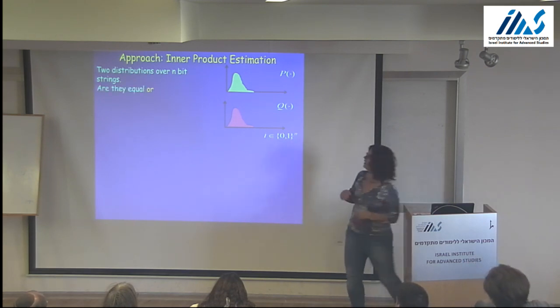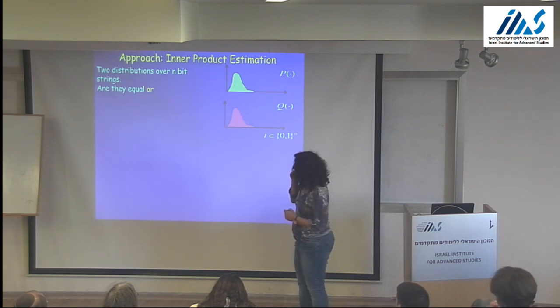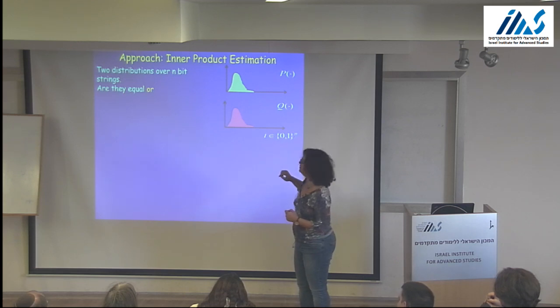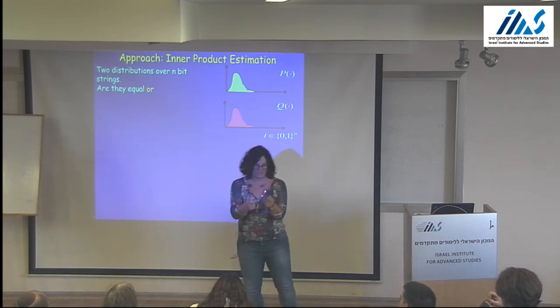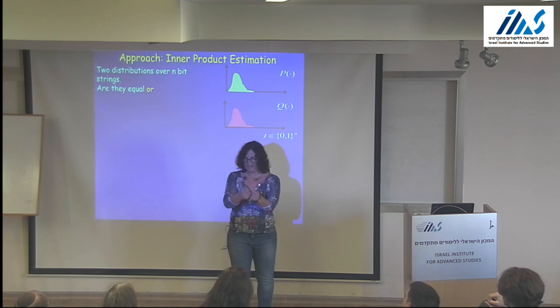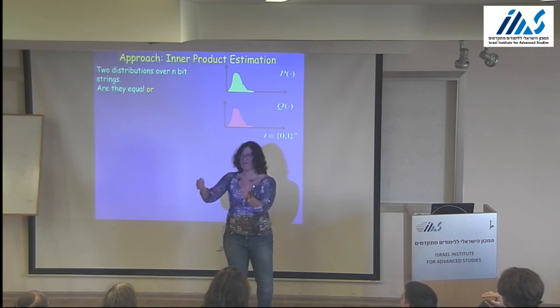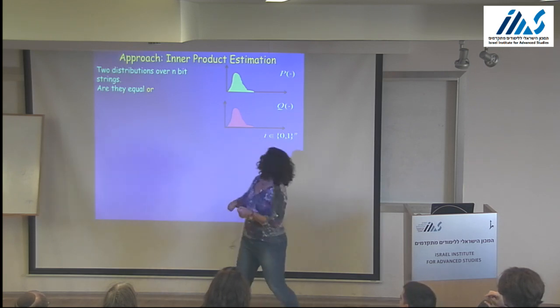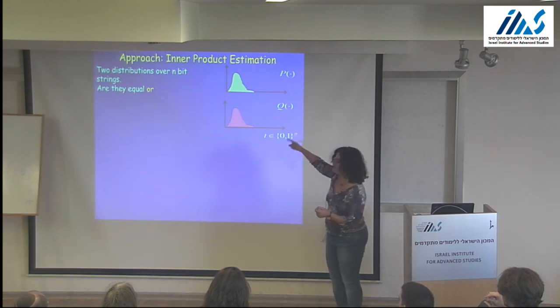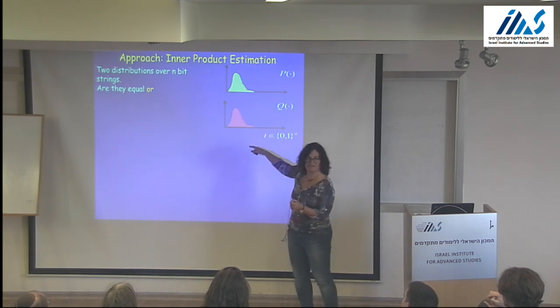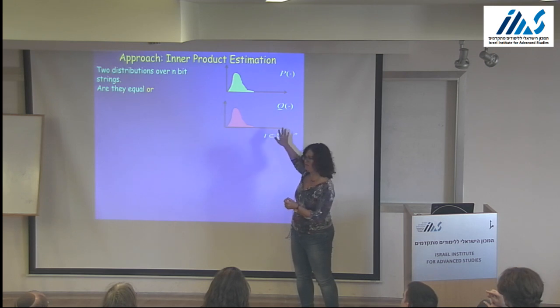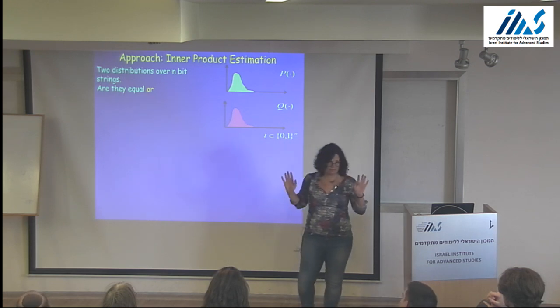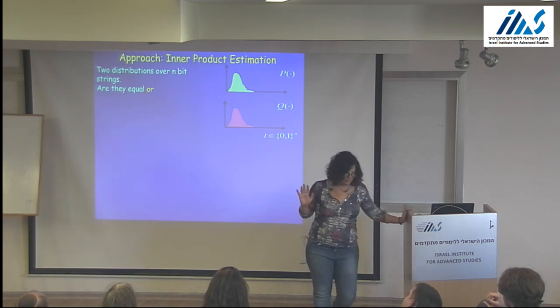And what you have to decide is this. You have access to both these boxes, and you have to decide. You have access to a box of type P and another box of either type P or type Q. And Q is promised to be either the same as P or of non-intersecting support on the n-bit strings. And that's all you know about it. Is the problem clear? Okay.